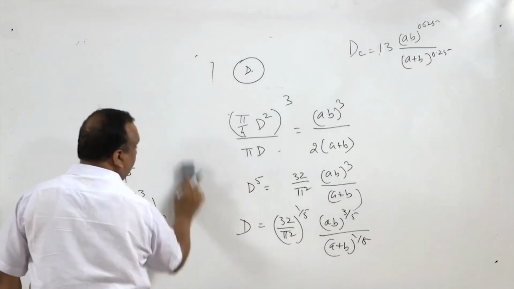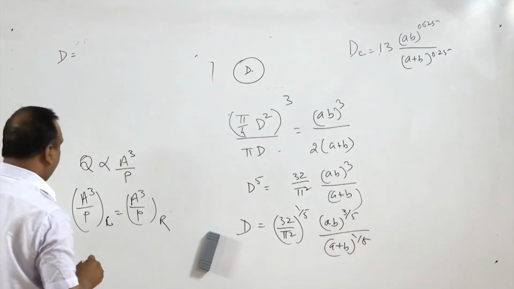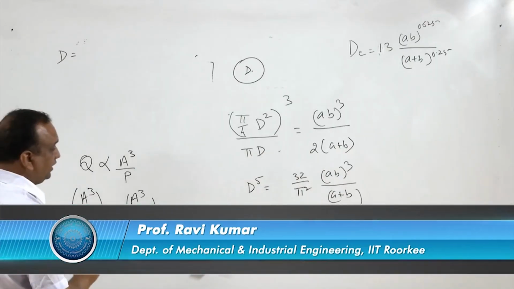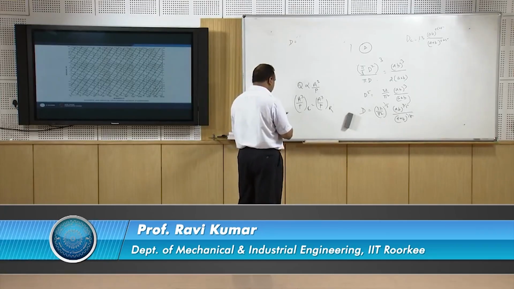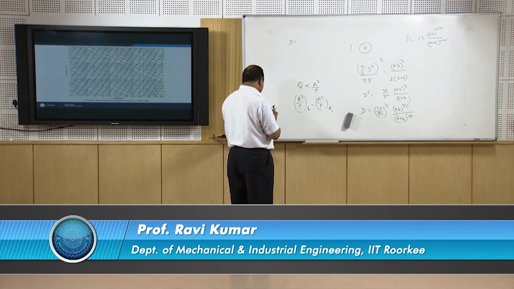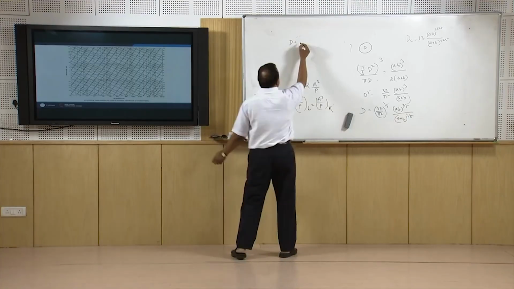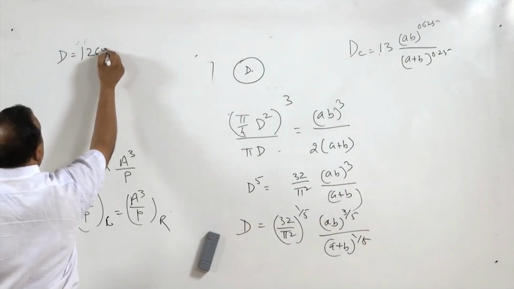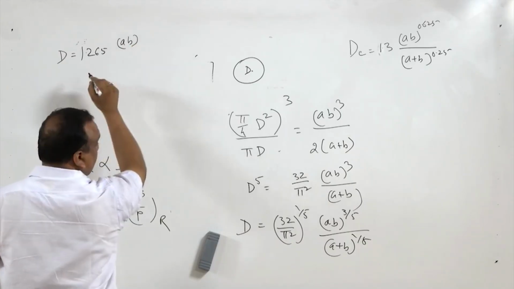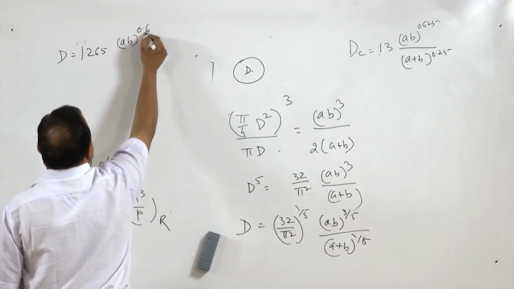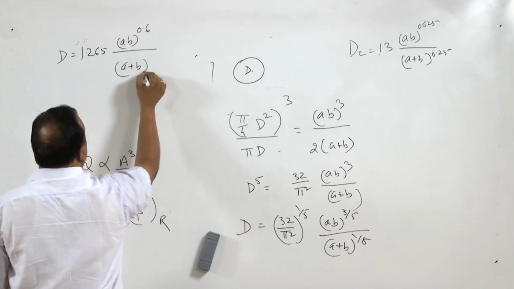Now here D equivalent is equal to 32 by pi square raised to power 1 by 5, which is going to be equal to 1.265 times AB raised to power 0.6 and A plus B raised to power 0.2.